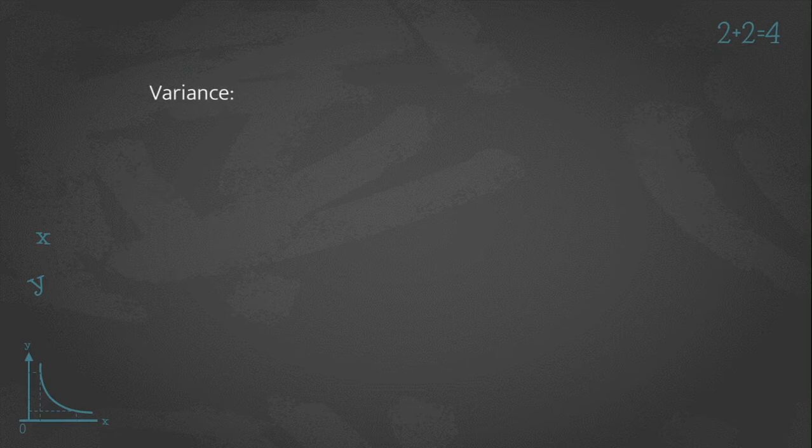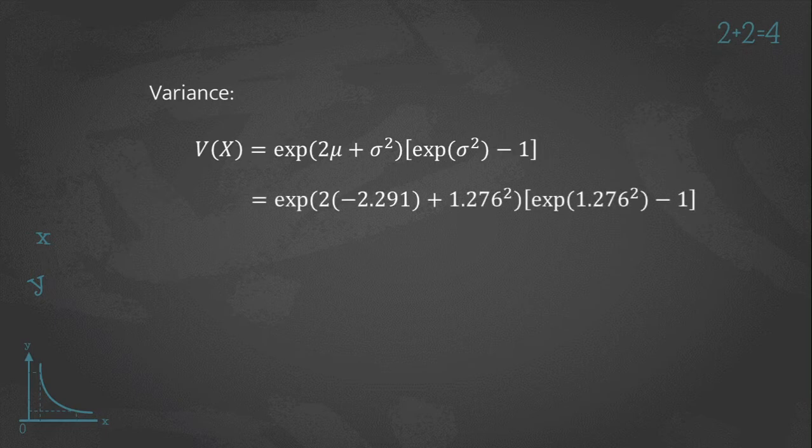So, for variance naman, gagamitin lang din natin yung formula for variance equals exponential of 2 mu plus sigma squared multiplied by exponential of sigma squared minus 1. So, isubstitute natin yung given. Exponential of 2 times negative 2.291 plus 1.276 squared times exponential of 1.276 squared minus 1. So, itry natin ulit siya sa ating calculator.